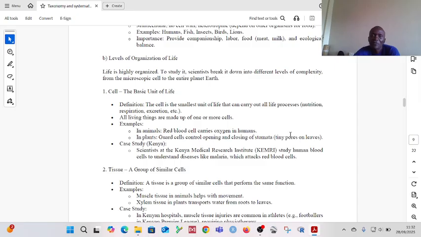Okay? So we'll begin with the simplest, which is the cell. The cell is the basic unit of life. So the real definition of a cell is the smallest unit of life that is able to carry out all life processes. The life processes are the characteristics of living things. Okay?